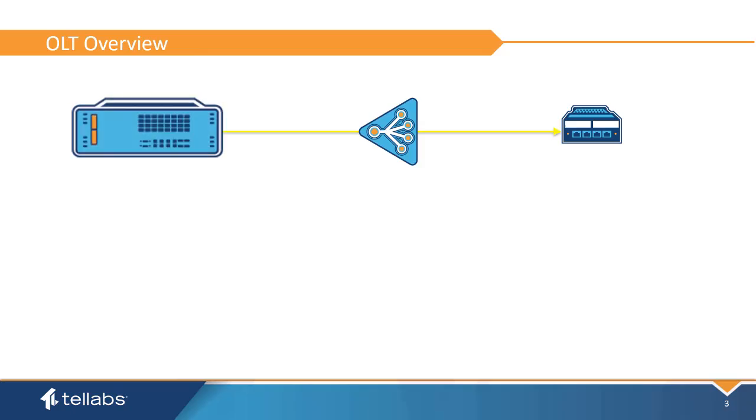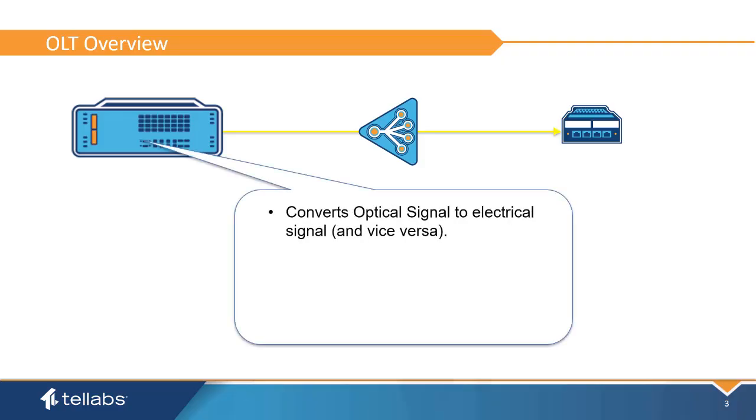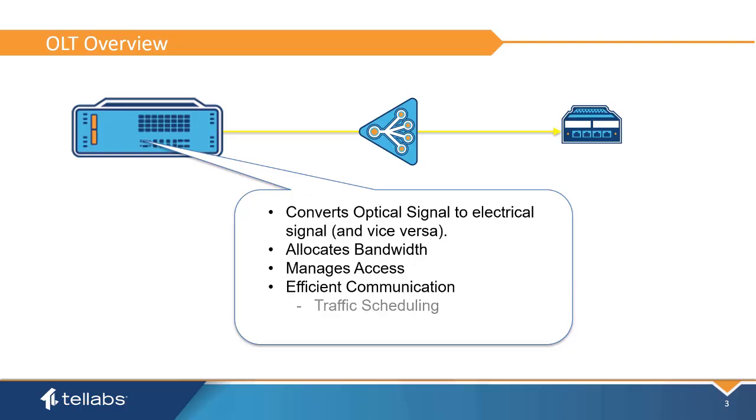The optical line terminal, or OLT, in optical LAN systems serves as the central hub that manages and controls the fiber optic network. It connects the core network to the end user, handling data transmission, reception, and distribution over the optical fiber. The OLT converts electrical signals to optical signals and vice versa, allocates bandwidth, manages subscriber access, and ensures efficient communication between the network backbone and the end user by performing tasks like traffic scheduling and error correction.